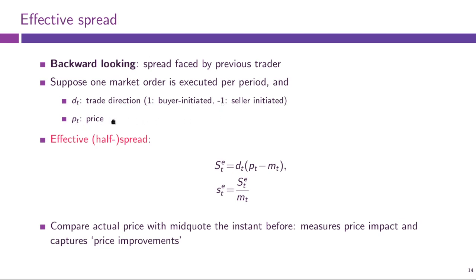And we'll call PT the realized transaction price. Then we'll say that the effective half spread is equal to capital S T with E superscript, and it is equal to the distance between the realized price and the mid quote in the market at that given time. And we use DT to have the spread always being positive, or at least probably positive, so to normalize the sign. Similarly, you can obtain the relative effective half spread, or normalized effective half spread. The idea behind this measure is that it compares the actual price with the mid quote the instant before. And by using the actual price data from the transactions that took place, this measure does capture all the price improvements that we had in the market.